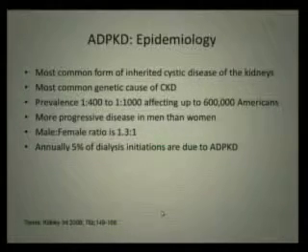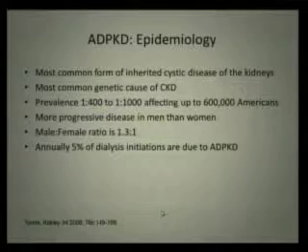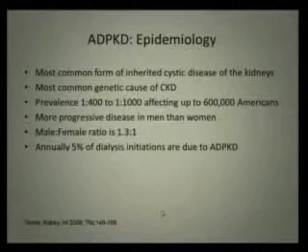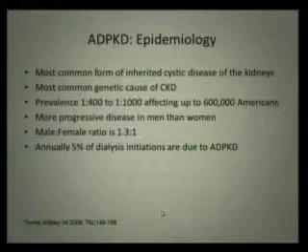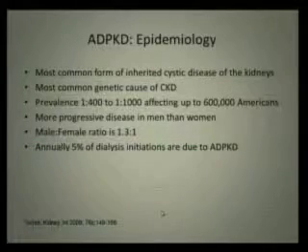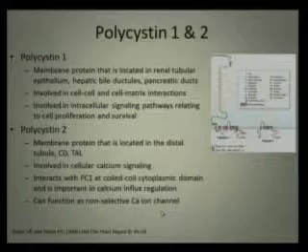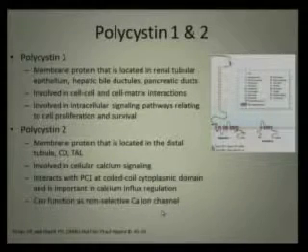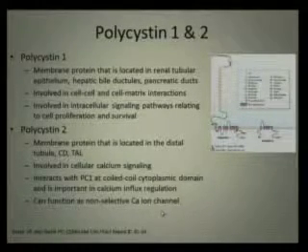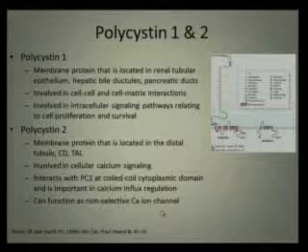It's a more progressive disease in men than in women, with a male-female ratio of 1.3 to 1. And annually, 5% of dialysis initiations in the U.S. are due to ADPKD. And the disease is caused by mutations in the polycystin 1 and polycystin 2 genes.